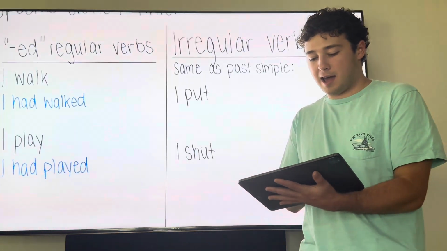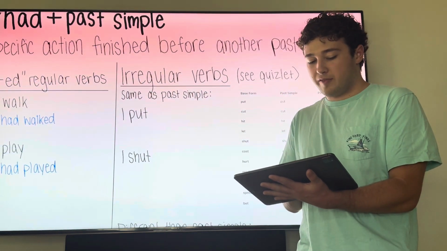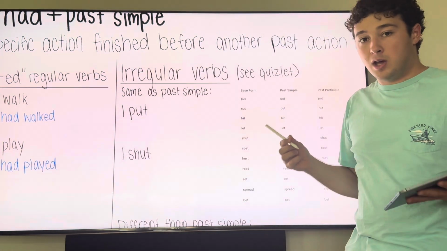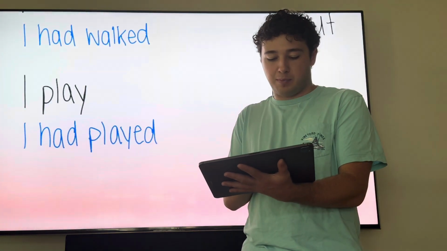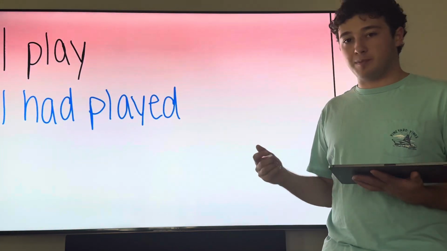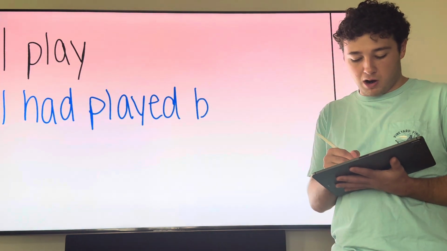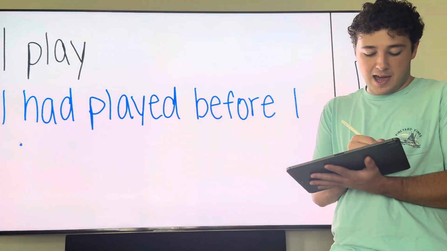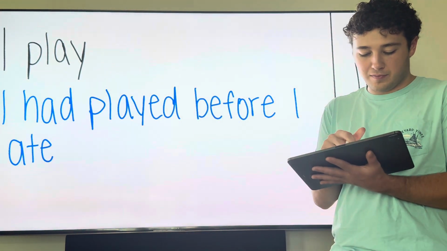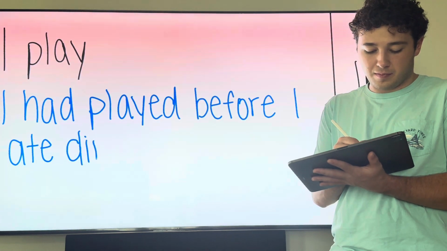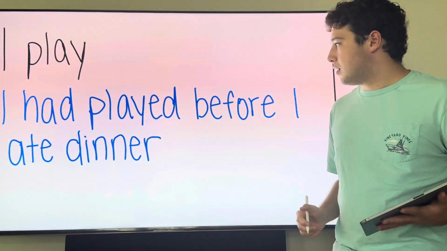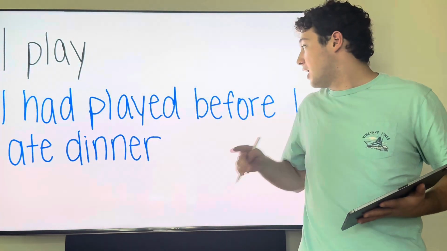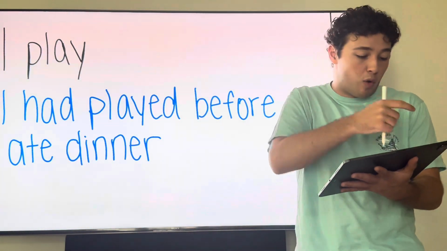But let's look back at the use. This is used for a specific action finished before another past action, right? So in this sentence, I had played should end with something like I had played before I ate dinner. Because this ate dinner is in the past. It's a past action, but the I had played was before the dinner.